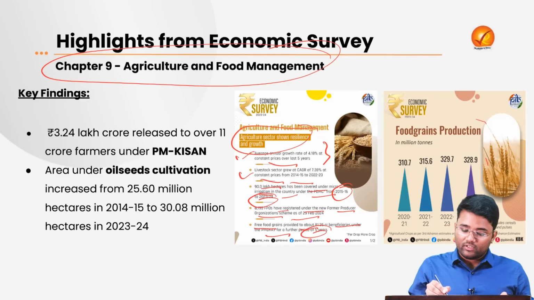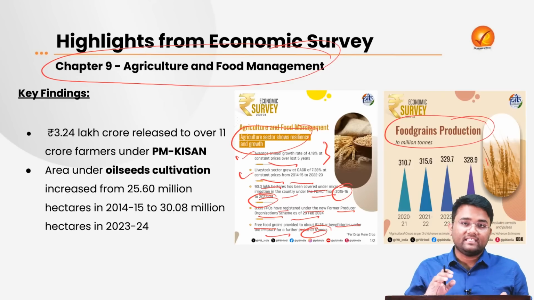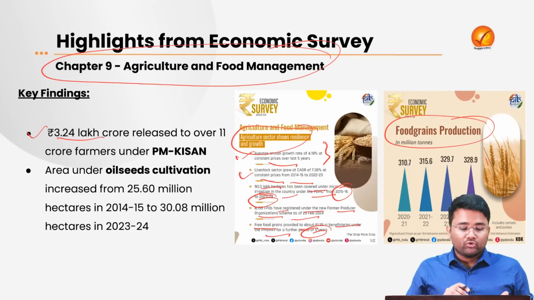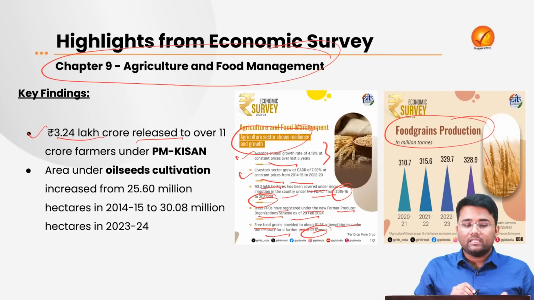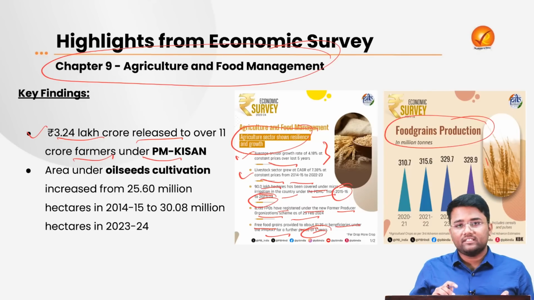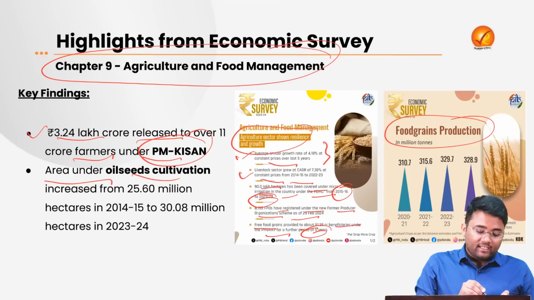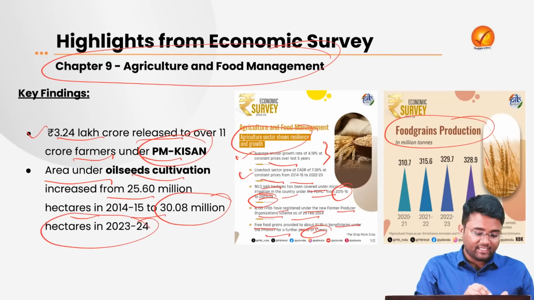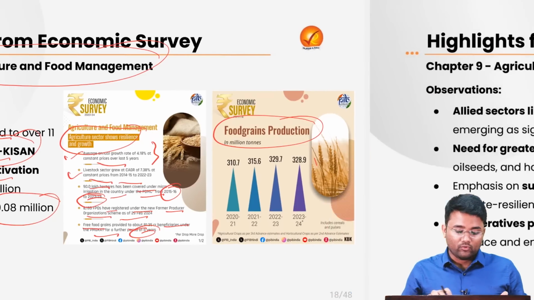Our food grain production has also been very robust. It has been more than 300 million tons in the past few years. The survey also says that more than 3.24 lakh crore was released to over 11 crore farmers under the Pradhan Mantri Kisan Samman Nidhi Yojana. Then area under oilseed cultivation has increased from 25.60 million hectares in the year 2014-15 to 30.08 million hectares in 23-24.